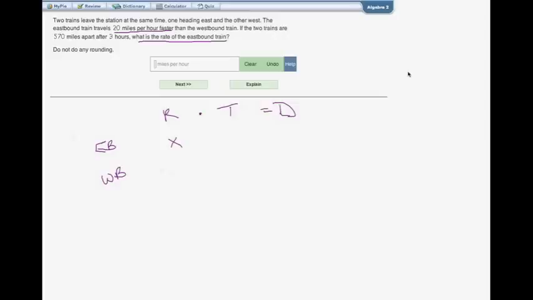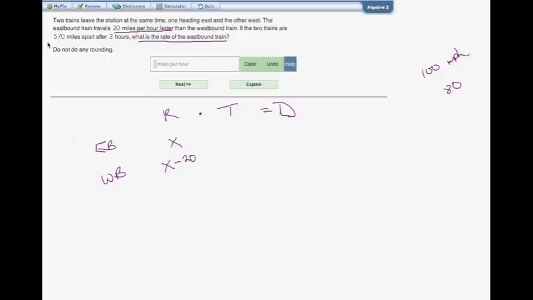Good question. Imagine that the eastbound train traveled 100 miles per hour, and that is 20 miles per hour faster than the westbound train. How fast is the westbound train going? 80. So 100 minus 20 equals 80. So x minus 20 tells us the rate of the westbound train, because the eastbound train is 20 miles per hour faster.